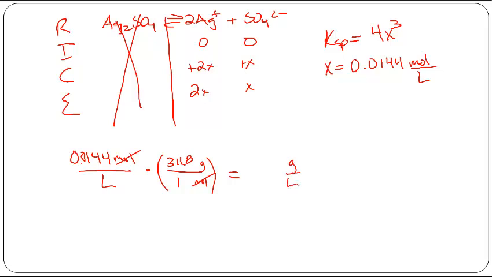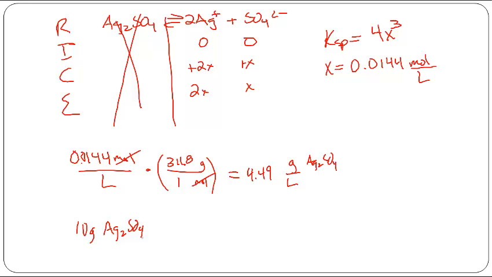So, well, let's just solve this first. What do you guys get when we solve this? 4.49? Let's do 4.49 grams per liter. Well, I know I have 10 grams of Ag2SO4.